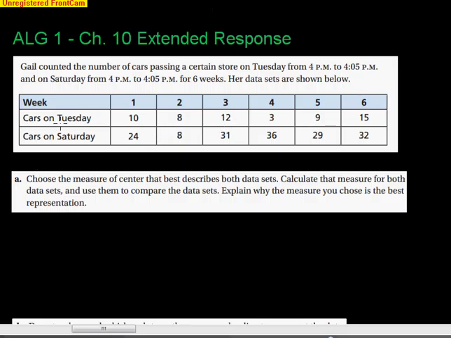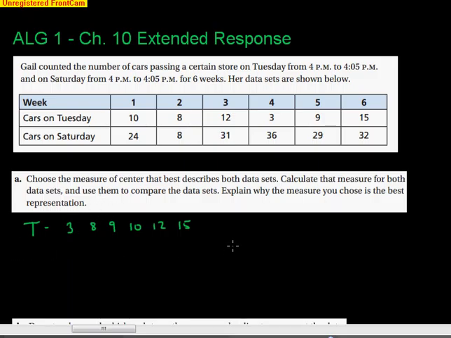Alright, so the first thing I want to do is list these in order. So we have two sets of data. So we have Tuesday, and for Tuesday we have 3, 8, 9, 10, 12, 15. And just looking from the outside in, I'd say all these are pretty much the same. The 3 is a little low, but we'll keep that in mind.